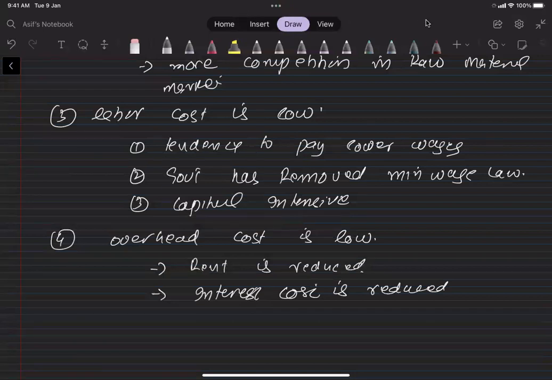So these were the favorable and unfavorable variances, and this was the method by the help of which we do variance analysis.